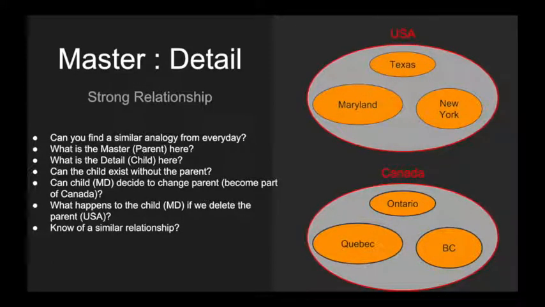And here's an example from Canada. Canada and its provinces have a strong relationship. Ontario cannot decide to become part of the US. Quebec cannot decide to become part of the USA.